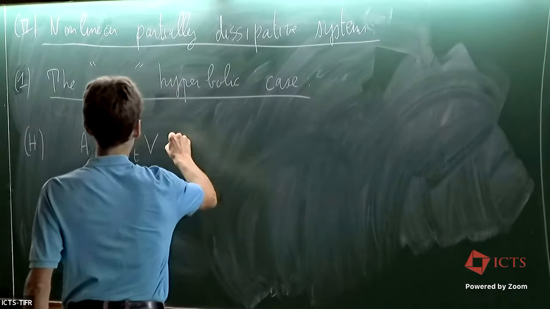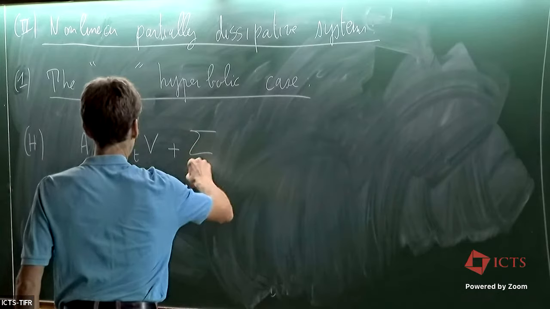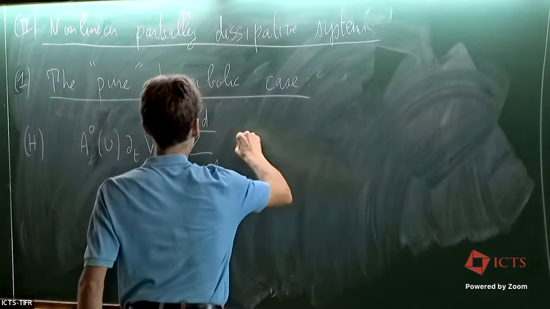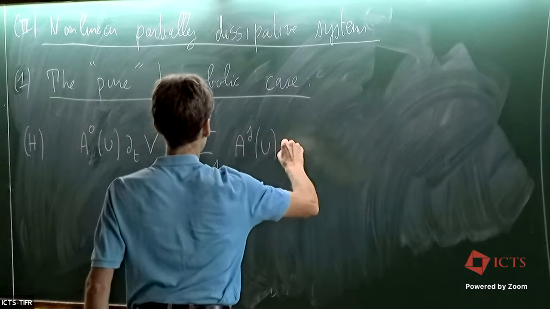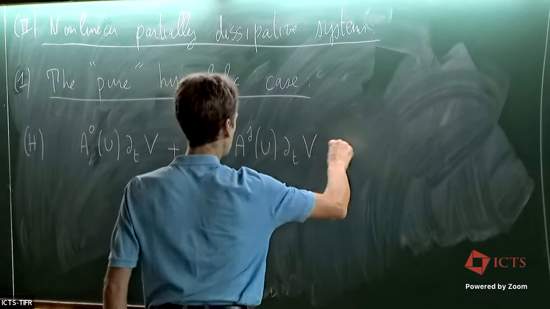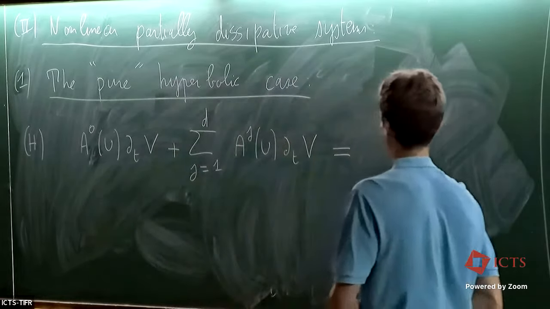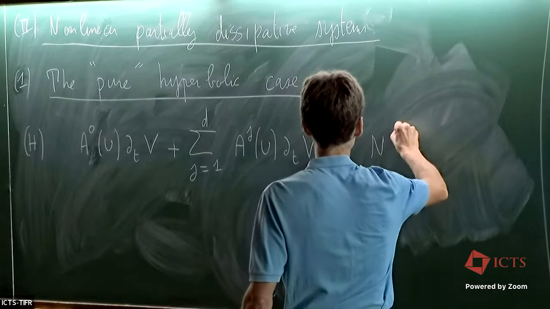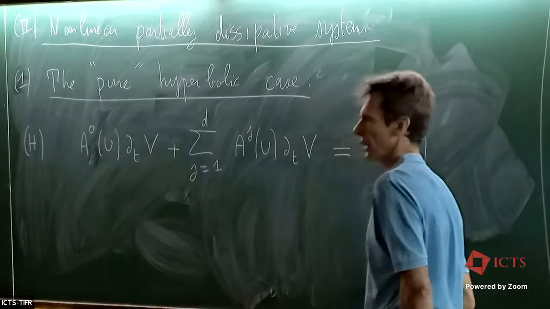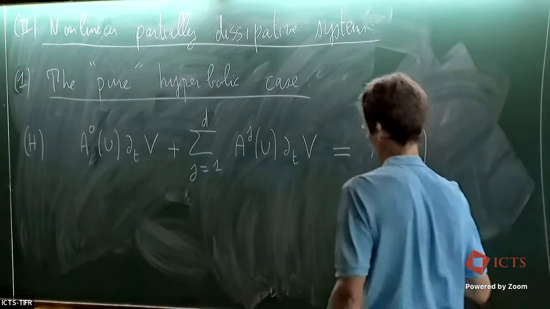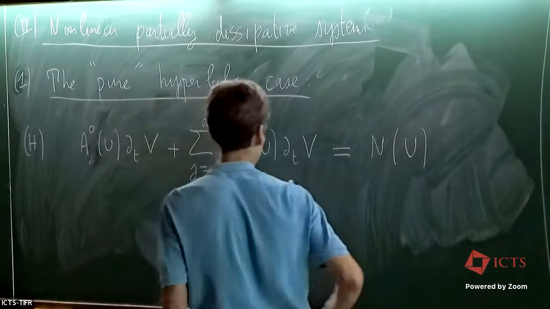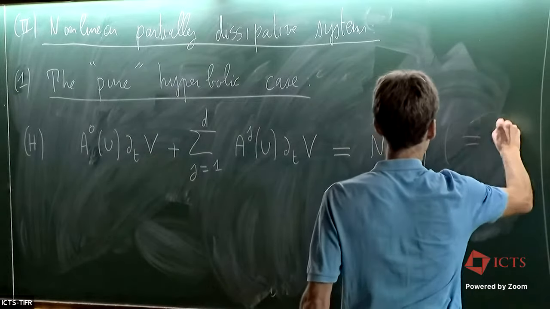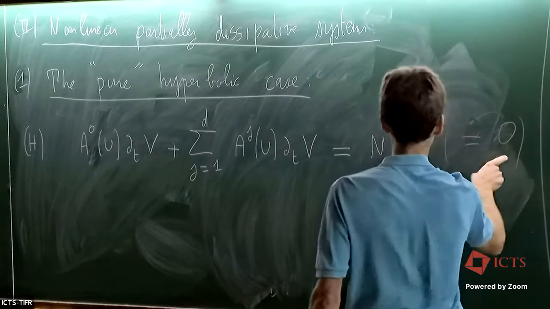And then you have the sum from 1 to d of Aj(U) dt V, equal to, well, here you may have some nonlinear terms, or linear, you may have some first order terms. But I take 0 for simplicity, just to have shorter computations. I take 0 in order that it is faster.